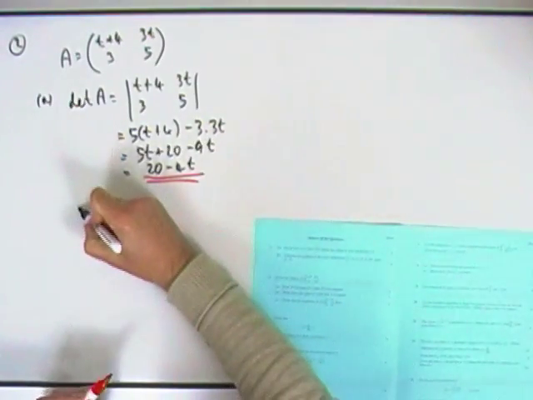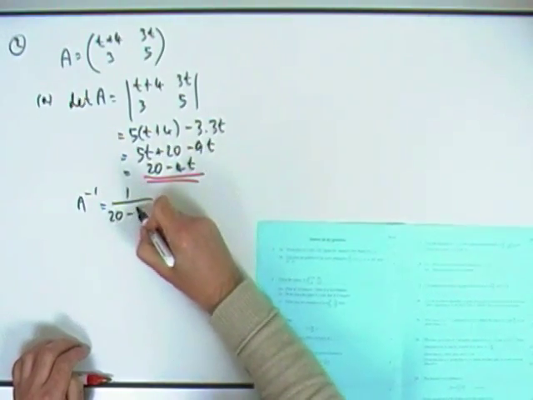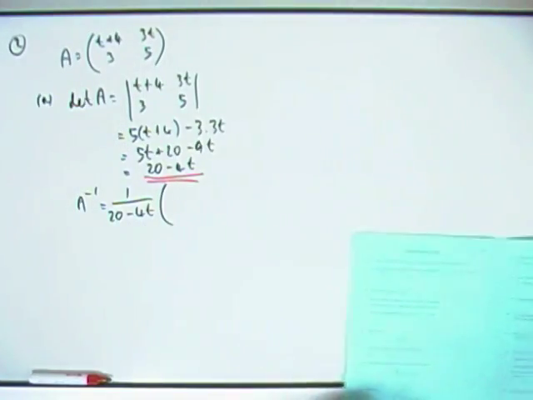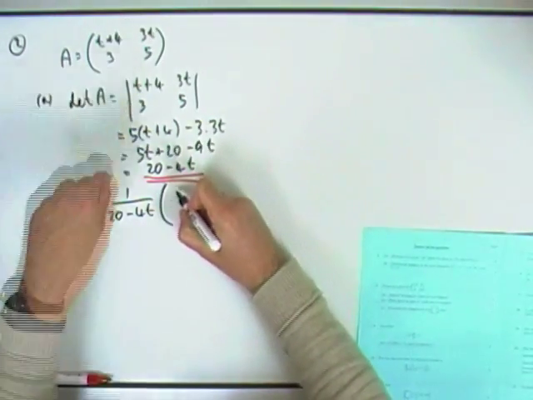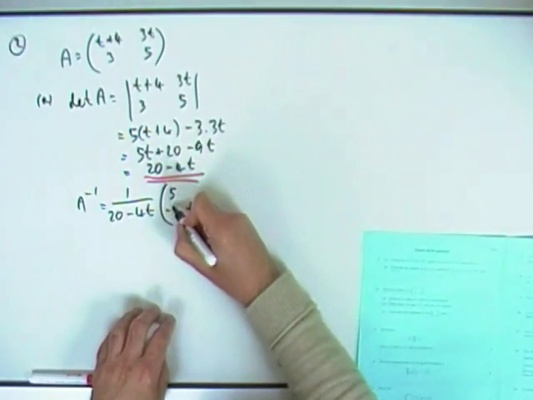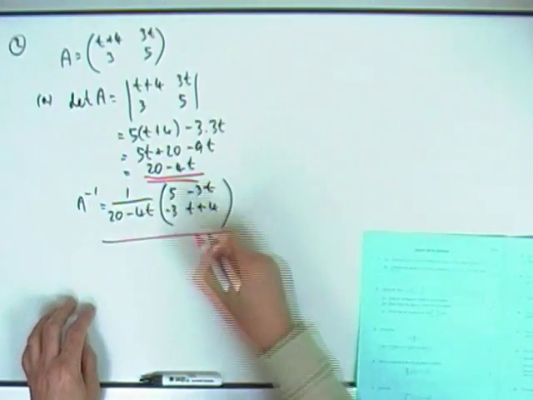which will then give you the inverse of the matrix as 1 over 20 minus 4t times this little arrangement that you've learnt, which is actually the adjugate, which is reverse the main diagonal and then put the other two into their negatives. Right, there's the first bit.